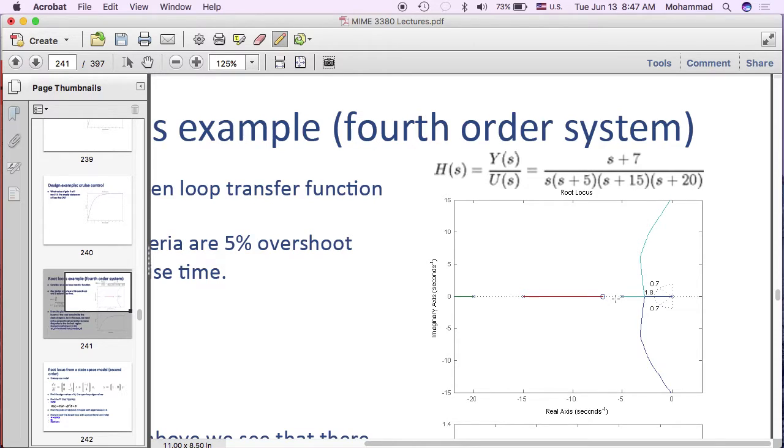So remember, all of these branches basically show, as k starts changing from 0 to infinity, how the poles will move. So for this specific pole that is at negative 15, as you increase k, that pole starts from negative 15 and gradually goes towards negative 7. So that specific branch. Now, what about the other branches? Because there are not enough zeros for those branches to migrate to, they will simply go to infinity.